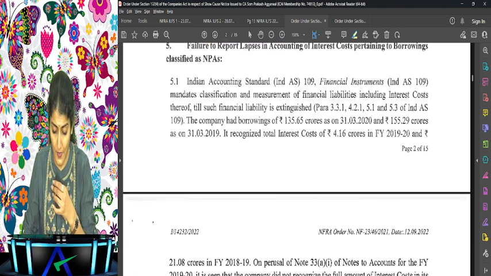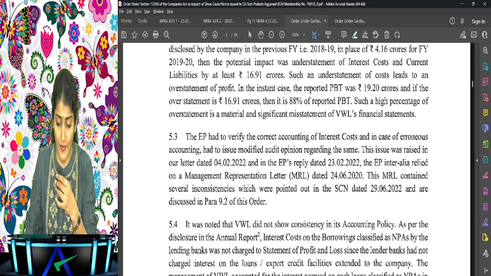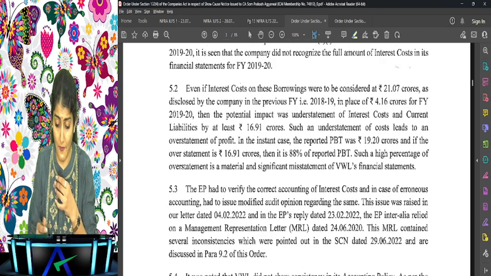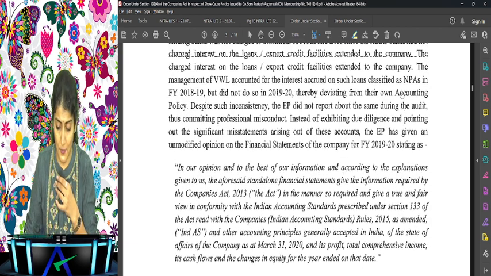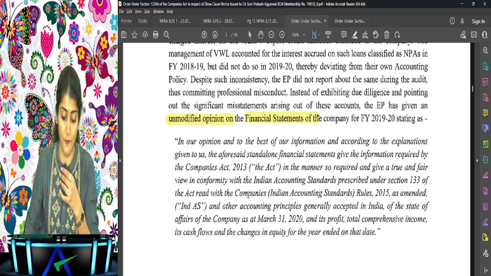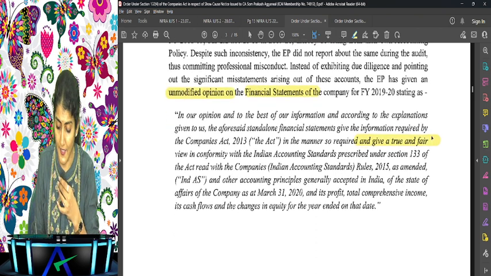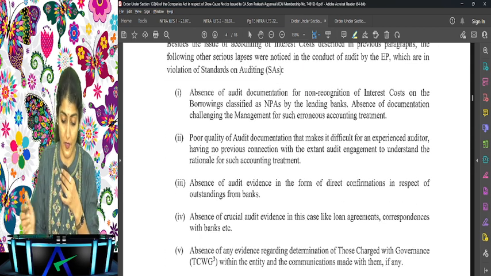Failure to report, right? So whatever is the amount of that interest cost, it has not been recorded. Then the other borrowings, right? So again, 21 crore of the interest on the borrowings not recorded. Again, the correct accounting of the interest cost has not been done. And the EP had given an unmodified opinion on the financial statements, saying that the financial statements give a true and fair view. And other lapses, what does it say?